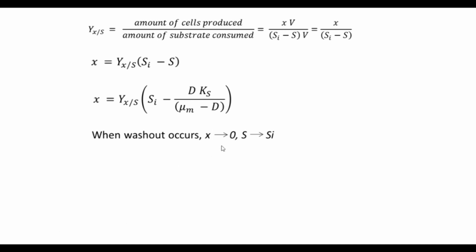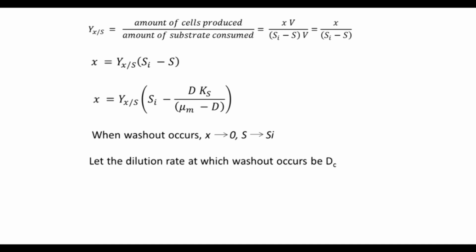When the washout occurs, X tends to 0, and there should be no change in substrate concentration from the inlet, because it is not being consumed for the production of cells. Maybe a little bit is taken up for maintenance, but that may not be very apparent. Let the dilution rate at which washout occurs be Dc.